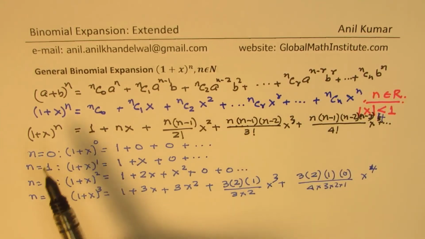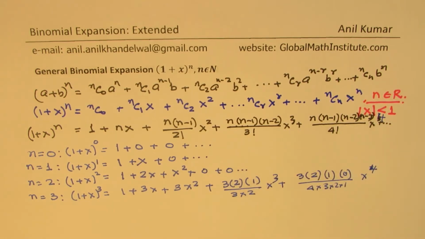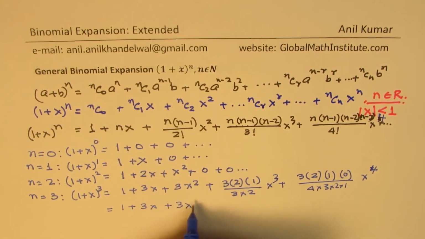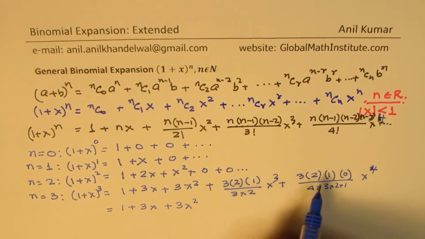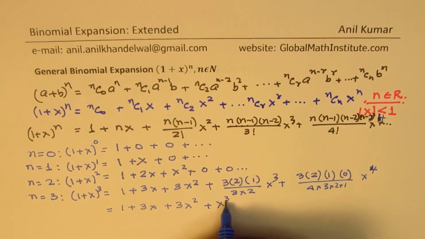So we get 1 plus nx plus x squared and x cubed and x to the power of 4, correct? So the last term here is 0. So I could always write this as 1 plus 3x plus 3x squared. And here, what do we get? 3 times 2 cancel, and we are left with x cubed.